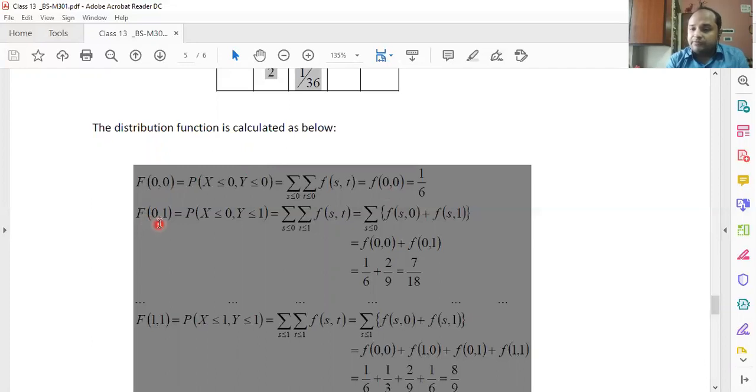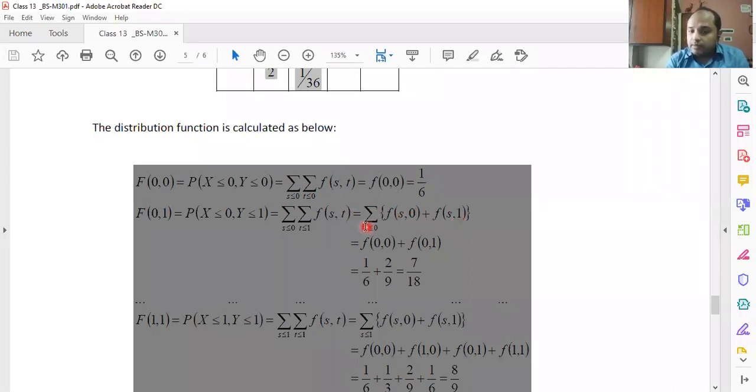When we find capital F of 0, 1, see carefully. The probability of x less than or equal to 0, y less than or equal to 1 has been written in this manner. First of all, I will put the values of the variable t. So we keep this summation over s less than or equal to 0 fixed. And inside the bracket, I have written f of s, 0 plus f of s, 1, because t has two possible values which are less than or equal to 1. One is 0 and another is 1.